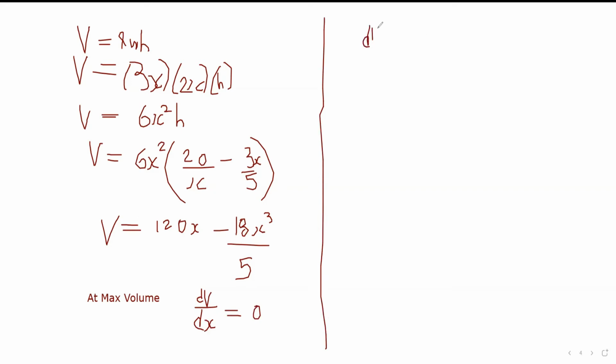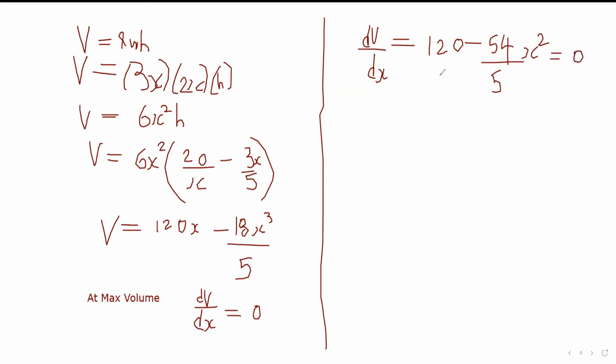So dV by dx is going to be equal to, when you differentiate 120x, you get 120, minus, when we differentiate 18 over 5 x cubed, carry down the power, 18 times 3 is 54 over 5, subtract 1 from the power, x squared. That's dV by dx, and this is equal to 0.